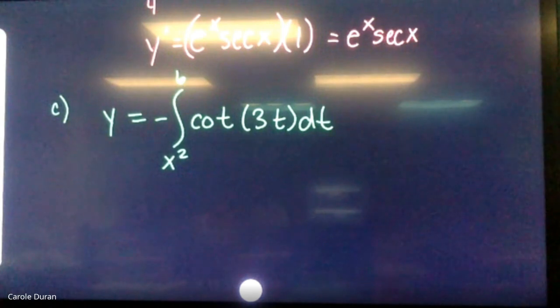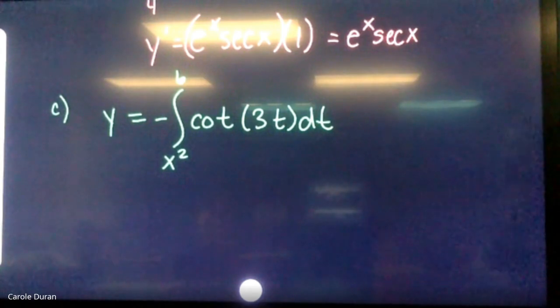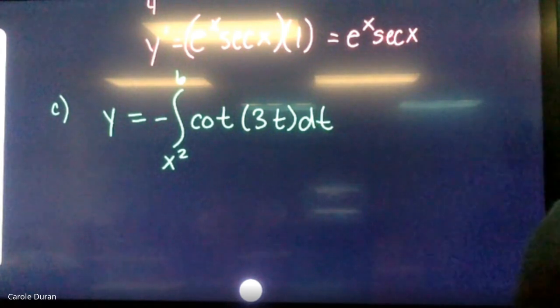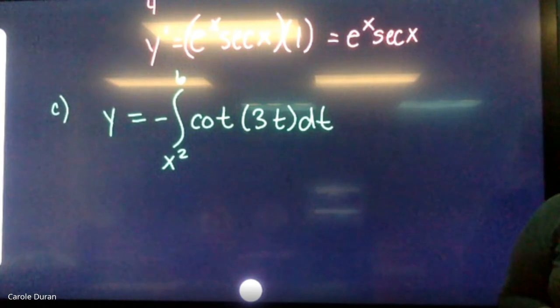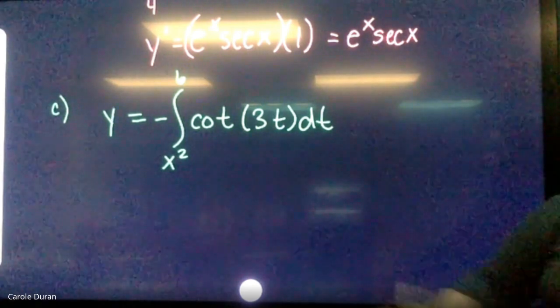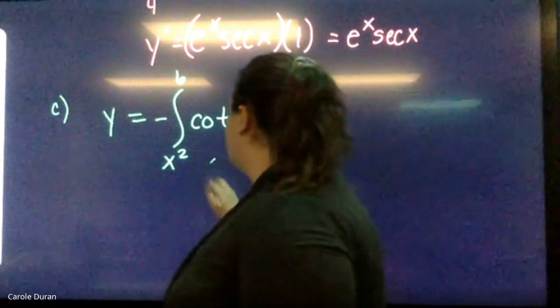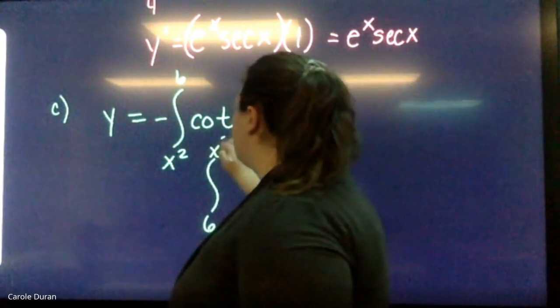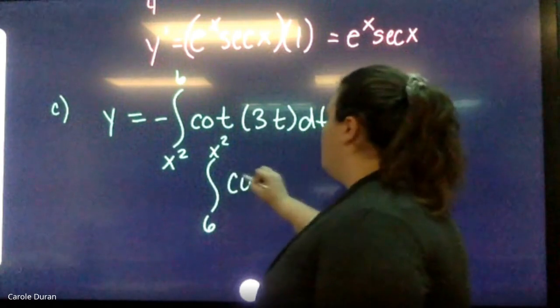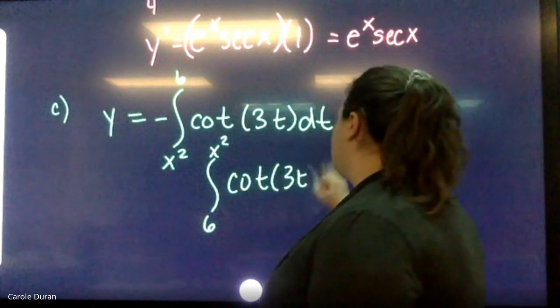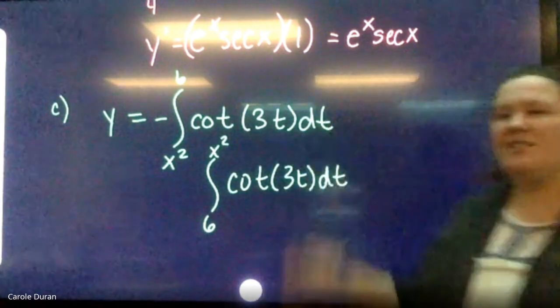This does work, it just gets a lot more complicated if my variable's on the bottom of my integral. So I need to flip my integral, putting the x squared on top. What do I know happens when I flip the integral? The sign on the front changes. So since it's already negative, it's going to flip to a positive. So this is going to become the positive integral from 6 to x squared of cotangent of 3t dt. And then I work it just the same.